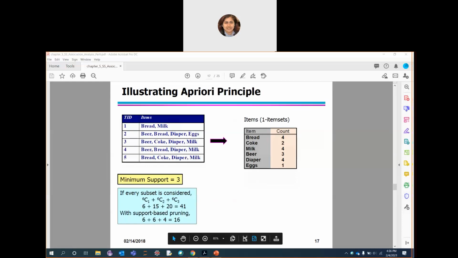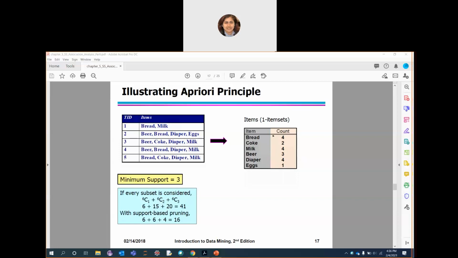So let's say you have the transactions. We are using the same transactions. First we are going to make another table and include all the different types of items there. Then for each item, try to find out how many times the item occurs in the transactions. So how many times does bread occur? 1, 2, 3, 4. 4 is here. Coke, so 1, 2, 2 times.